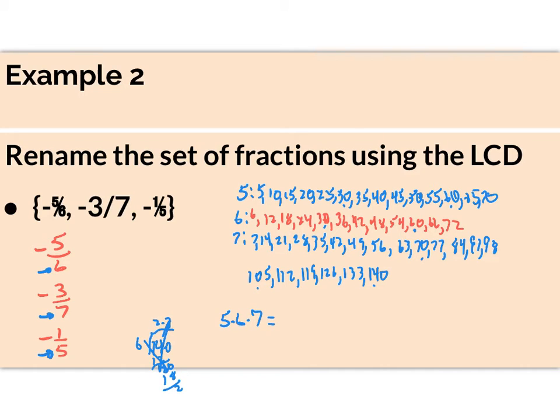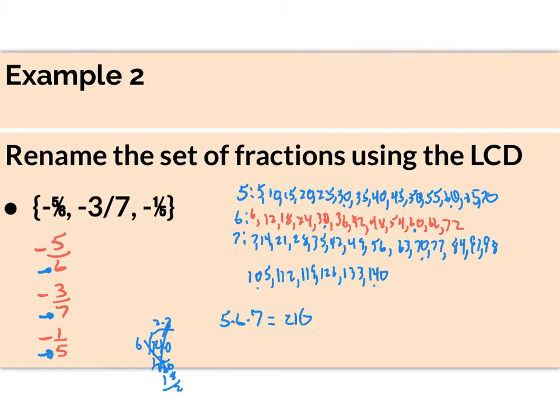See, we ran through 14 multiples of 5, we ran through 12 multiples of 6, and we ran through 20 multiples of 7, and we did not get a common number. So what I'm doing here is multiplying all three numbers. 5 times 6 is 30. 30 times 7 is 210.